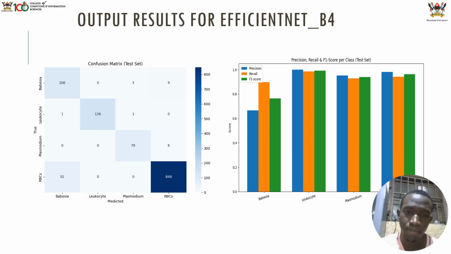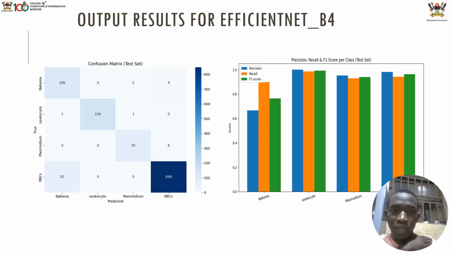Initially, first of all, we have our confusion matrix. The confusion matrix shows how the model performs for each class. The diagonal values represent the correct predictions, while the off-diagonal values indicate the misclassifications. Shall we begin with leukocyte. The leukocyte model performs perfectly with 138 correct predictions and there is no error. Then you have the red blood cells. The model also performs well with 855 correct predictions, though a few are mismatched as Babesia and Plasmodium, as we see in our diagram or in our chart.